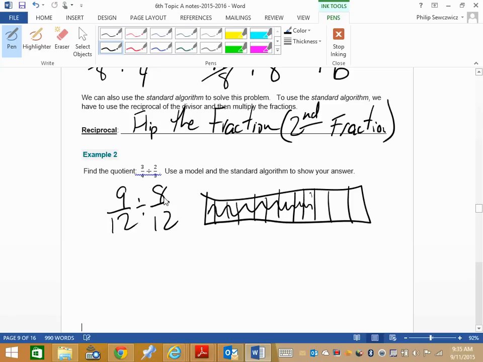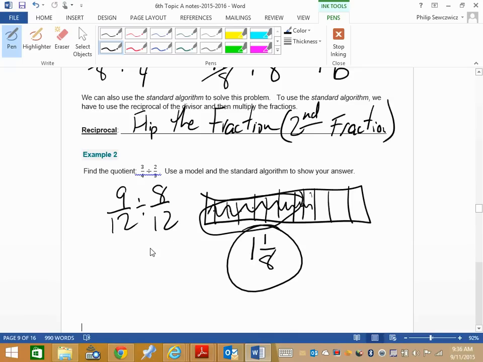But wait, I need each one's worth of 12. All right, I need groups of 8, 12. So it takes 8 to make a group. So I get 1. How many pieces are left over? Well, there's 1 that's there, and I was trying to put them in groups of 8. So 1 and 1/8 is my answer.